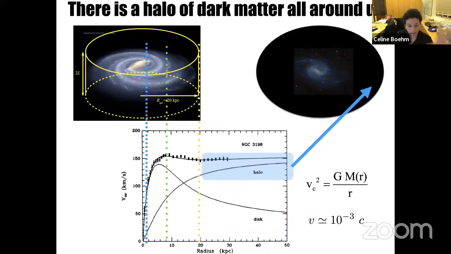So the same plot, a bit differently: you see the rotational velocity on the y-axis, the radius on the x-axis. And what you see is that the disk, essentially the baryonic matter, is falling and the rest is continuing. And this means that the velocity associated with this halo is increasing so that you can obtain a flat rotation curve.